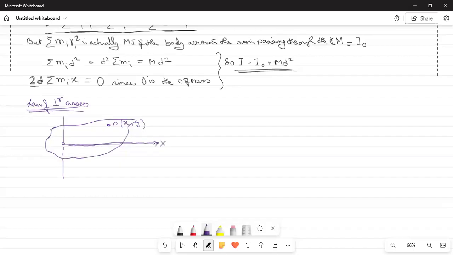This is the x-axis and this is the y-axis. That means the body is in the xy plane. In that case, this axis, the rotational axis, is the z-axis. If this point's coordinate is xy, then this distance is x, and this distance is y. Right?